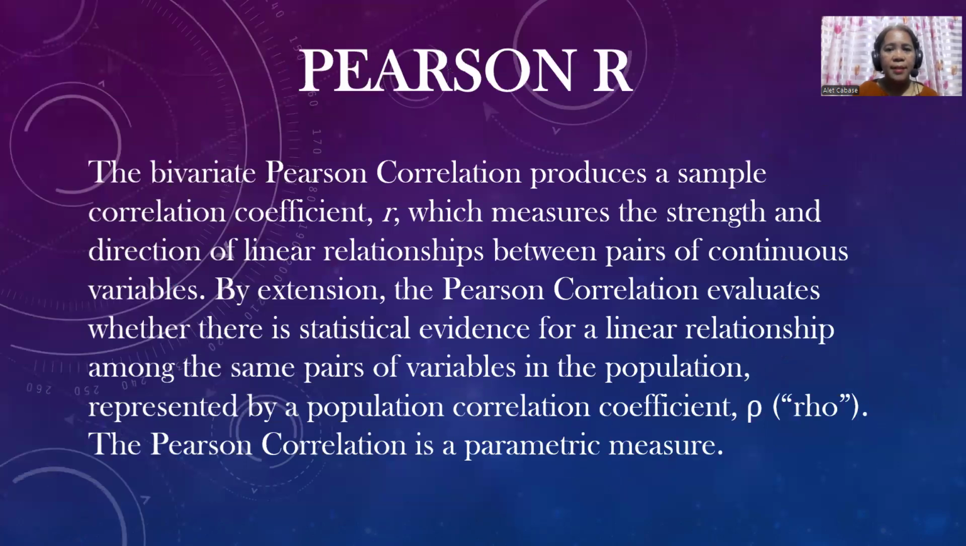So next is the Pearson R. The bivariate Pearson correlation produces a sample correlation coefficient R, which measures the strength and direction of linear relationships between pairs of continuous variables. By extension, the Pearson correlation evaluates whether there is statistical evidence for a linear relationship among the same pairs of variables in the population, represented by a population correlation coefficient rho. The Pearson correlation is a parametric measure.